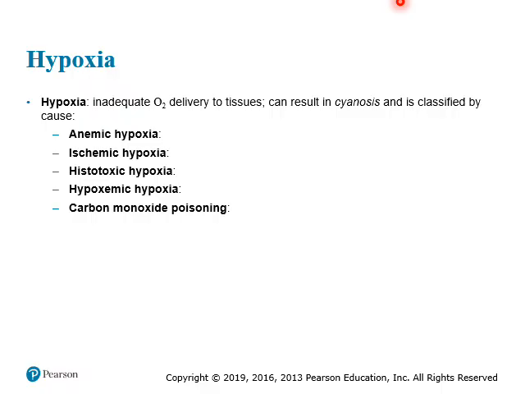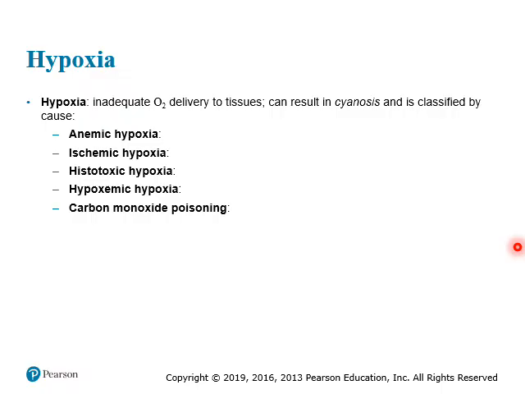Then you also have hypoxemic hypoxia. This is the second to the last right there. This is because of abnormal ventilation or pulmonary disease or low levels of oxygen in the air. And finally, the last one is carbon monoxide poisoning, especially from fire.